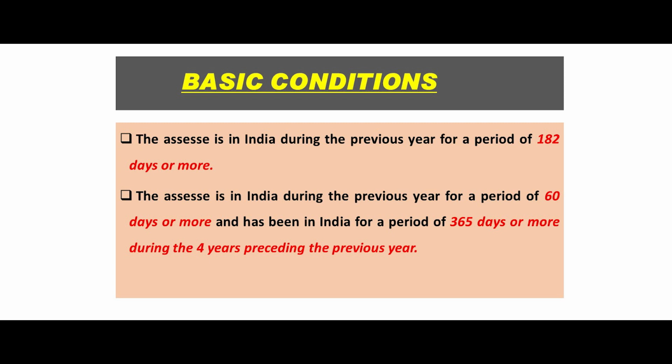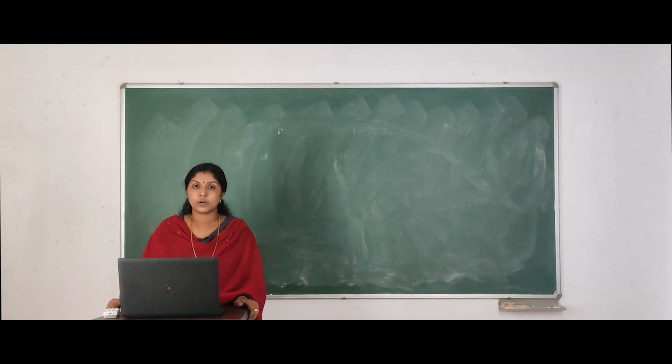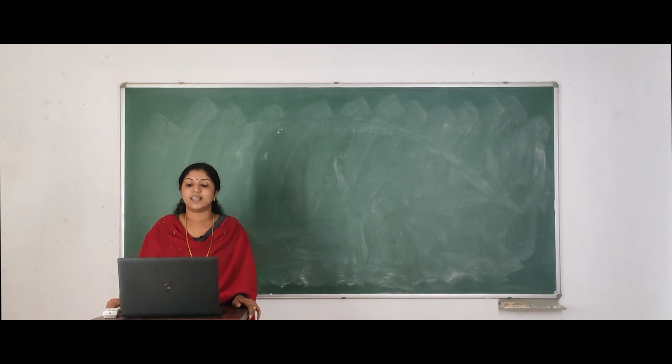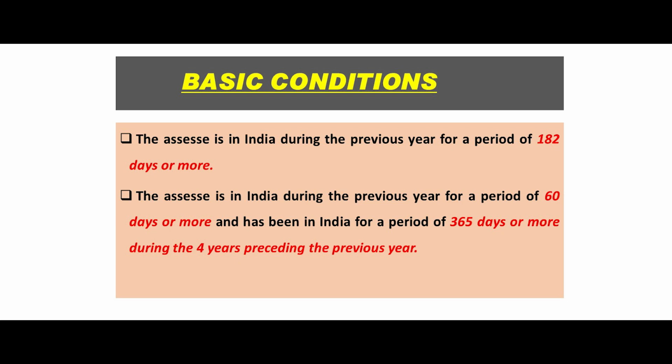Once again, the assessee is in India for a period of 182 days or more than 182 days during the previous year. Here, what do you mean by assessee? Assessee is a person who is liable to pay tax, or all taxpayers are called assessees, right? Then, what do you mean by previous year? Previous year is the financial year preceding the assessment year.